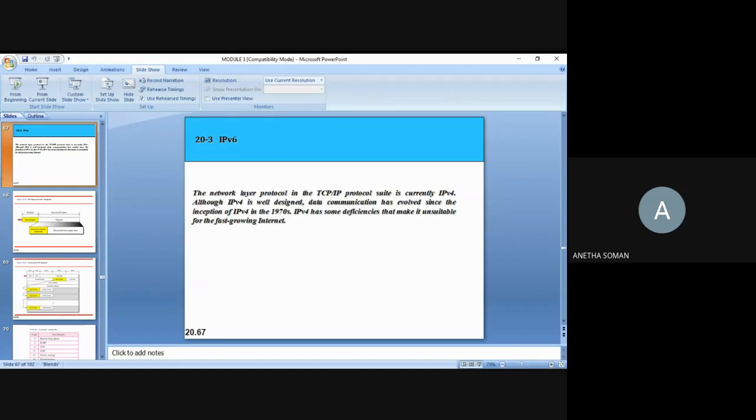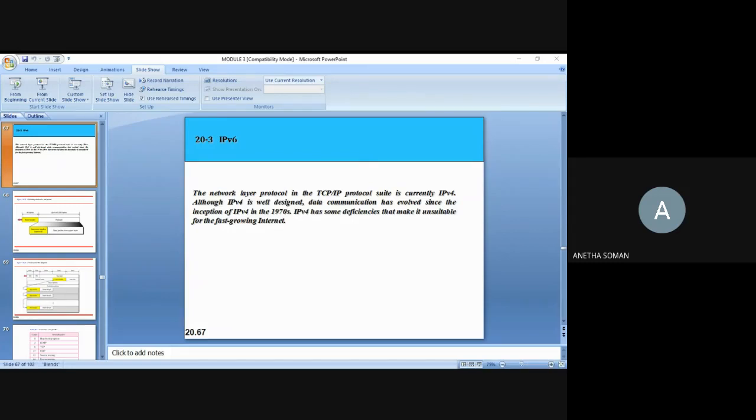Now what are some of the advantages of IPv6? One is that it has a larger address space. As we saw in the previous class, in IPv4, 2 power 32 addresses are possible. But in IPv6, hope you remember, how many bits does IPv6 have? 128. So what is the total number of addresses there? It is 2 power 128. So you have a larger address space in IPv6.